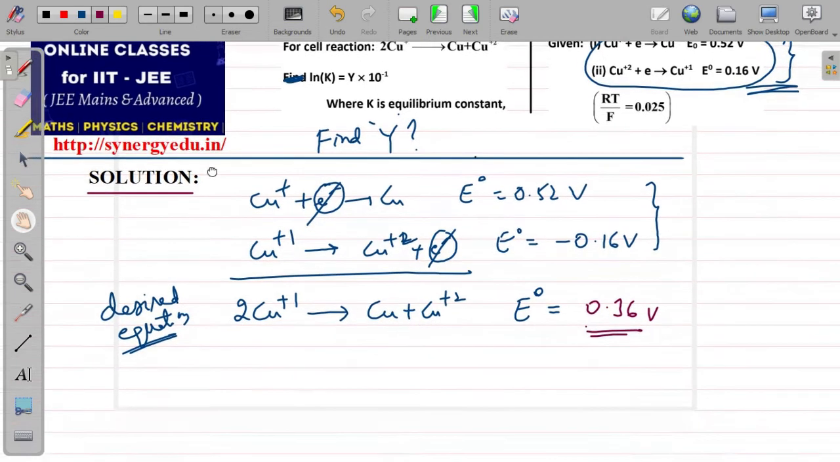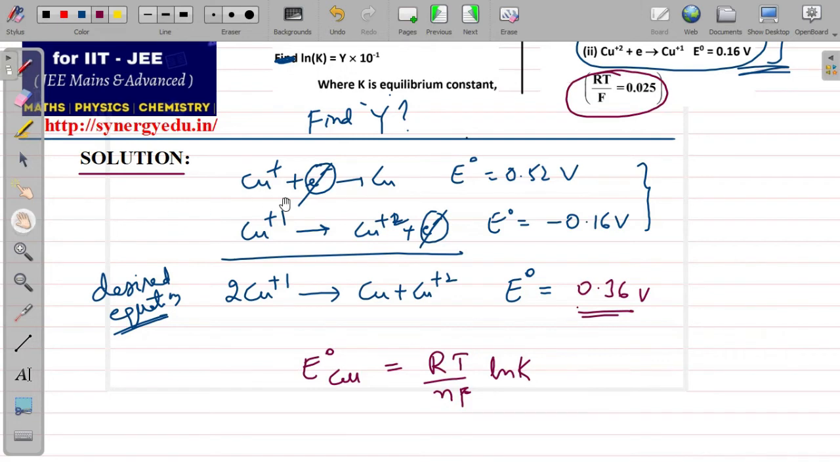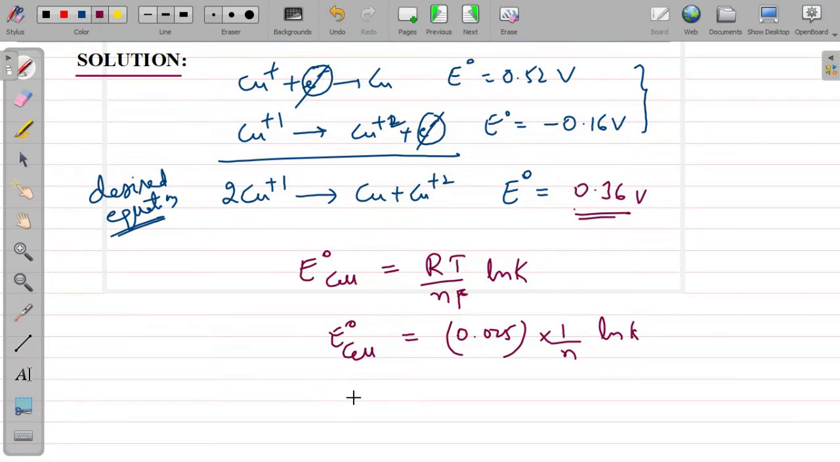Now, using this, write the E naught equation. E naught of cell can be written as RT by NF into ln k. In the question they have given RT by F as 0.025. Whenever they give something in the question, it is mandatory for you to use it. So 0.025 into 1 by n into ln k is equal to E naught of cell. E naught of cell is 0.36. And n is the number of electrons involved in this redox reaction.